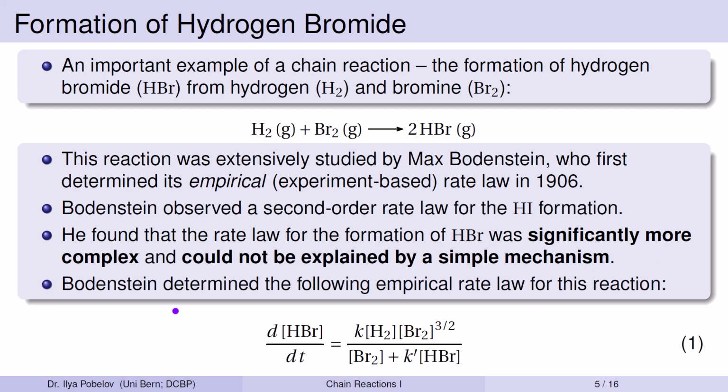Bodenstein determined the following empirical rate law for this reaction. The rate of hydrogen bromide formation, expressed as the time derivative of its concentration, equals k times the concentration of hydrogen multiplied by the concentration of bromine raised to the power of 3/2, divided by the concentration of bromine plus k prime times the concentration of hydrogen bromide.